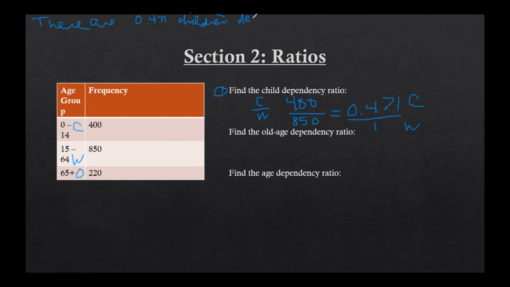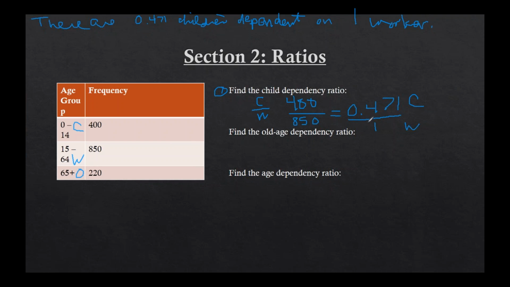And we're talking about dependency ratios. So those children are dependent on one worker. So there are 0.471 children dependent on one worker. And at this point, you're thinking that makes no sense. I cannot have 0.471 of a child. And you would be absolutely correct. You cannot. But that doesn't mean this is not a correct ratio.